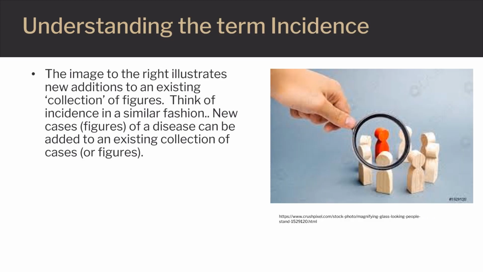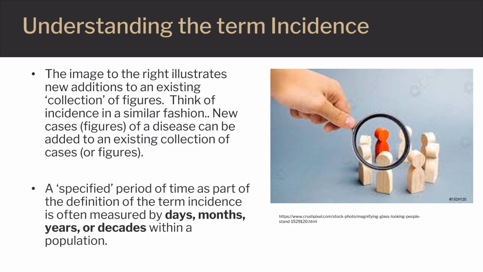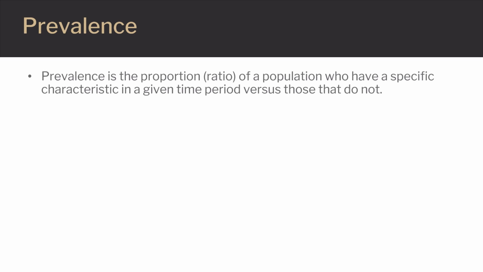The image on this slide illustrates another way to think about the term incidence. Think of incidence as new additions to an existing collection of figures. The new addition in this slide is the figure highlighted in the darker color under the magnifying glass. The term prevalence refers to the amount of existing cases for that specific disease in a larger population.